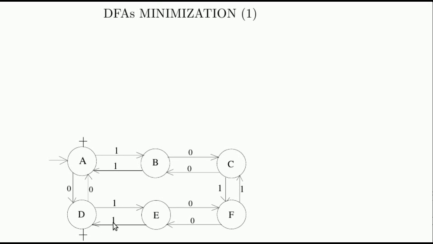For instance, intuitively it seems that this transition from E to D with a 1 could be diverted to A, since the language recognized from A and from D is the same. And this transition could also be diverted to A, for the same reason. In this case, D could not be reached and we could remove it. In the following, we will further explore these ideas in order to reduce the size of a DFA until finding the minimum possible DFA recognizing the same language.